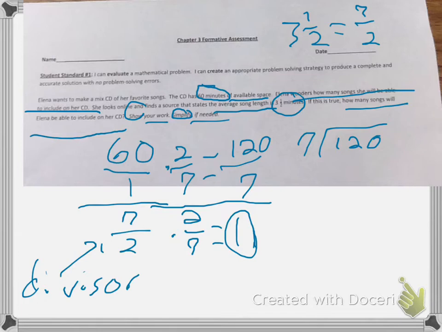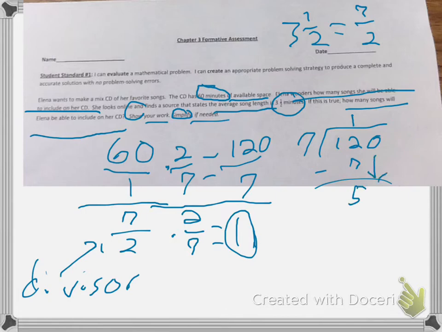100 can't be split up into 7 groups, but 12 tens can. How many times? Once. So I would use 7 tens and I'd have 5 left over.